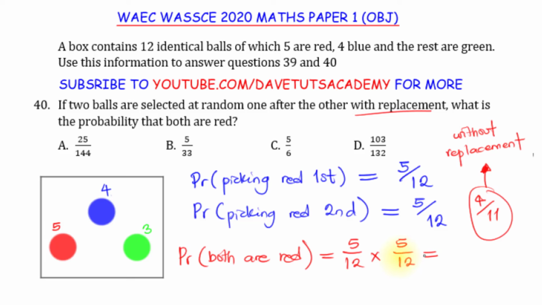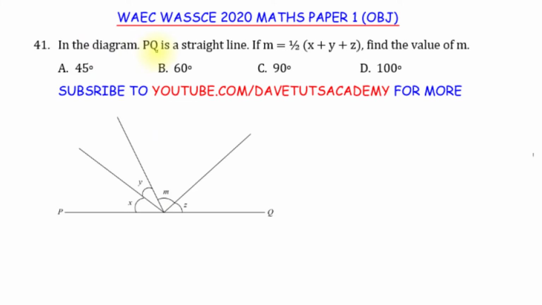And if we want to evaluate that, 5 times 5 is 25, and 12 times 12 is 144. Looking at our options, we can see option A corresponds to 25 over 144, and that is the solution. In the diagram, PQ is a straight line, so this line PQ is a straight line.